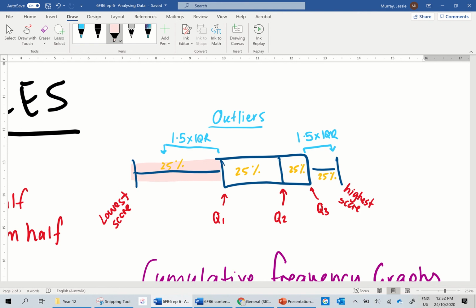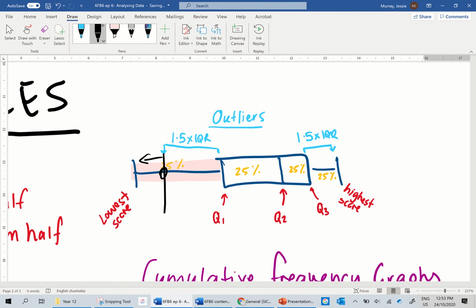Okay. Then the only other thing is outliers, and that's what's in blue there. Okay. So an outlier, you get given these formula. It says that you take Q1 and subtract off 1.5 times your inner quartile range. Okay. So basically, wherever that lands, so let's say it lands in here, then all the scores less than that are outliers.